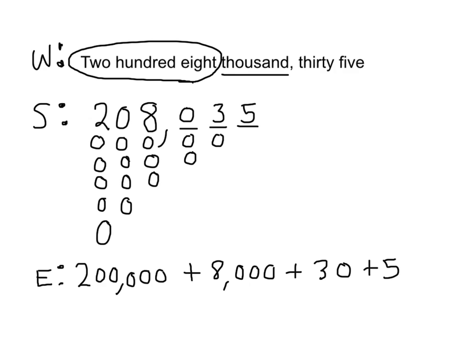So that is taking a word form and turning it into standard form, which is just these 6 numbers, and expanded form, which is here.